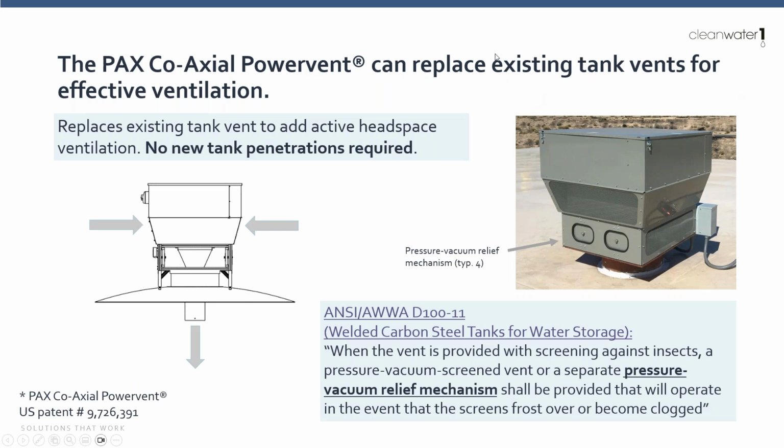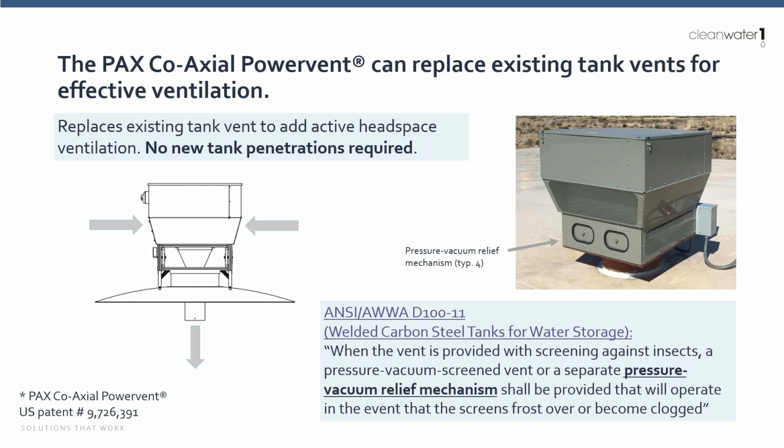One piece of equipment that we came up with not too long ago to add to our portfolio of active headspace ventilation systems is this coaxial power vent. We were getting into concrete tanks where adding additional penetrations was just kind of a pain. And so we thought to ourselves, I bet there's a smarter way to do this. And we came up with the coaxial power vent.